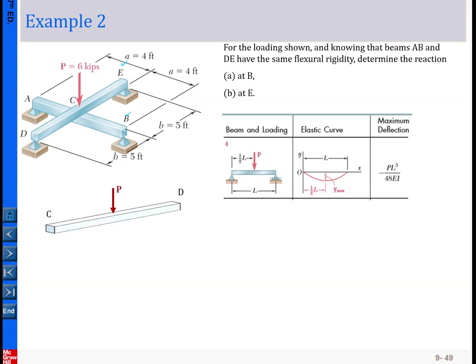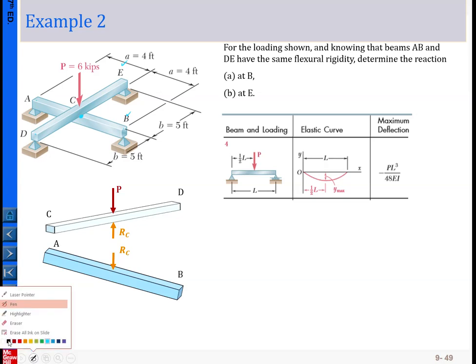So here I'm going to take the free body diagram on the beam DE and beam AB. The two beams are used in this configuration to support a loading P here. So basically here you can see at the contact between the two beams, as I highlight here, that's an action reaction. At the contact of the two beams, I know this is the action reaction force.